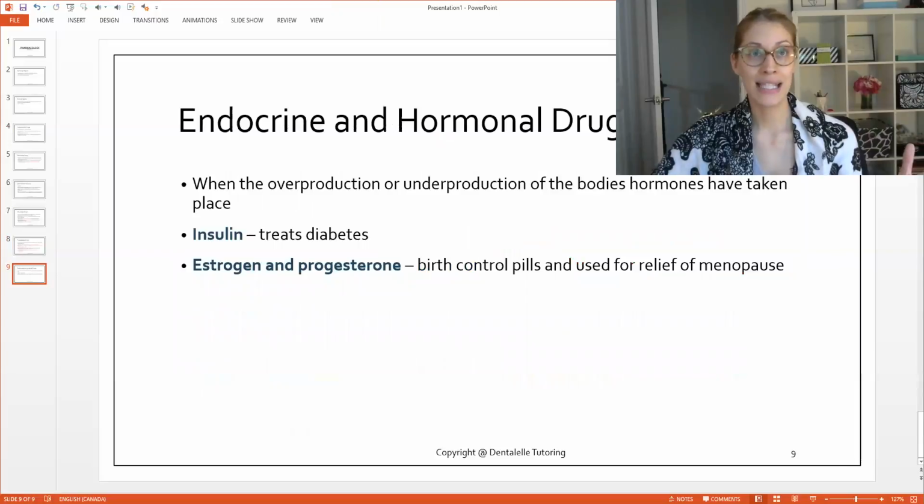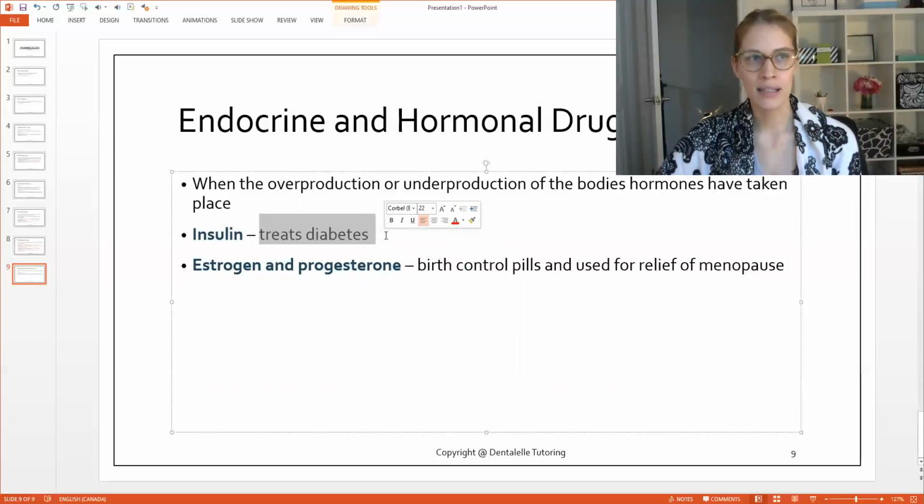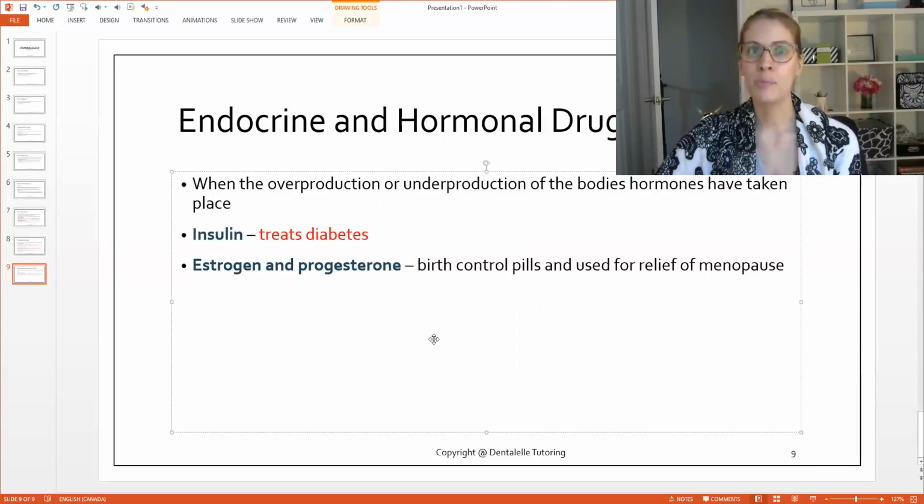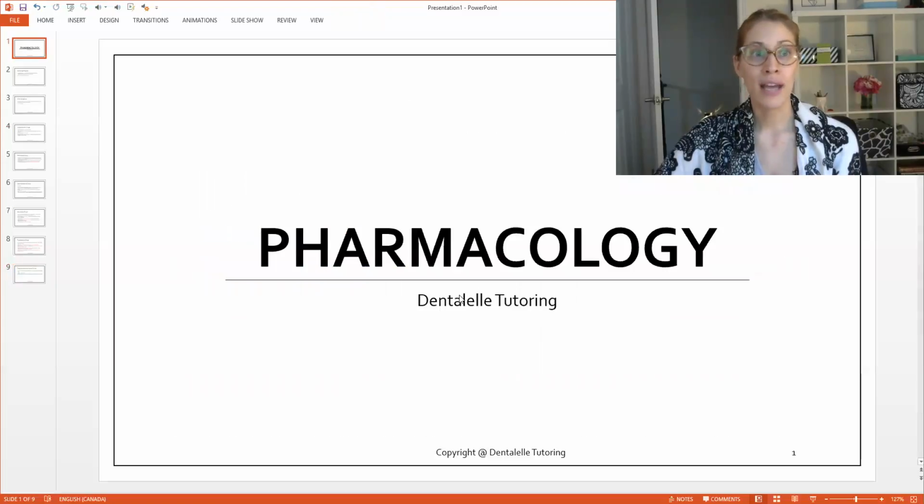Last slide, and this one's an easy one, yay! You have the endocrine and hormonal drugs. This is when the body has either too many hormones happening or not enough. There is insulin, which we all know. Hopefully at this point you know what insulin is used for. And the estrogen and the progesterone. So the birth control pills, and it could also be used to relieve menopause. These are the different categories, everybody, right from your textbook.